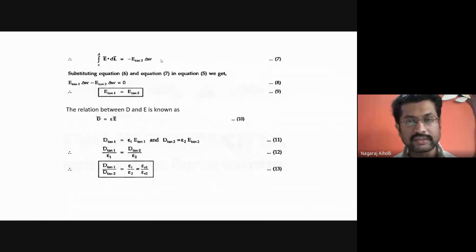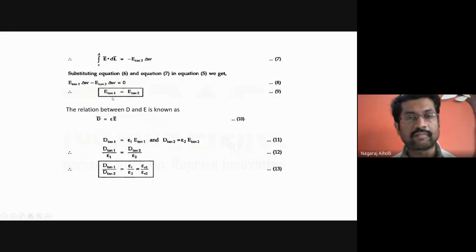Substituting the two equations in equation 5, we get E tan 1 delta W minus E tan 2 delta W is equal to 0, or delta W is common, into E tan 1 minus E tan 2 is equal to 0. But the width cannot be equal to 0. Correct? Width is some value, it cannot be equal to 0. Then E tan 1 minus E tan 2 equals 0, or I can further simplify and write E tan 1 equal to E tan 2.